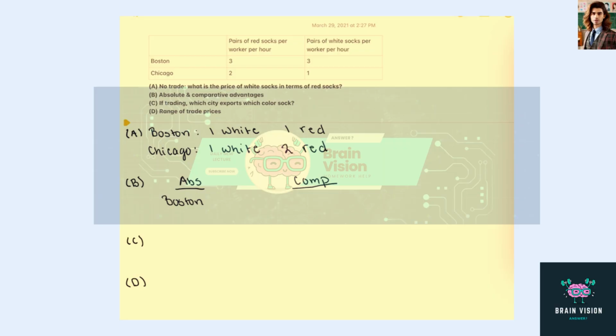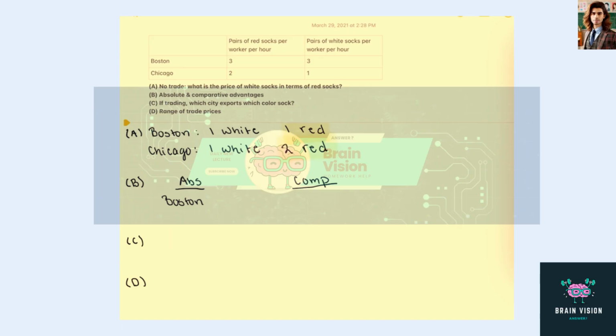Now, looking at the comparative advantage, what we have to do is get away from these absolute advantages. We're not looking just at the production possibilities, but we're looking at their opportunity costs. And that's essentially what we just did in part A by calculating the cost of one pair of white socks. So we can see that for Boston, to produce one pair of white socks, it costs them one pair of Red Sox, and that's their opportunity cost of producing that one pair of White Sox. Chicago, on the other hand, has an opportunity cost of producing one pair of White Sox, which is equal to two pairs of Red Sox.